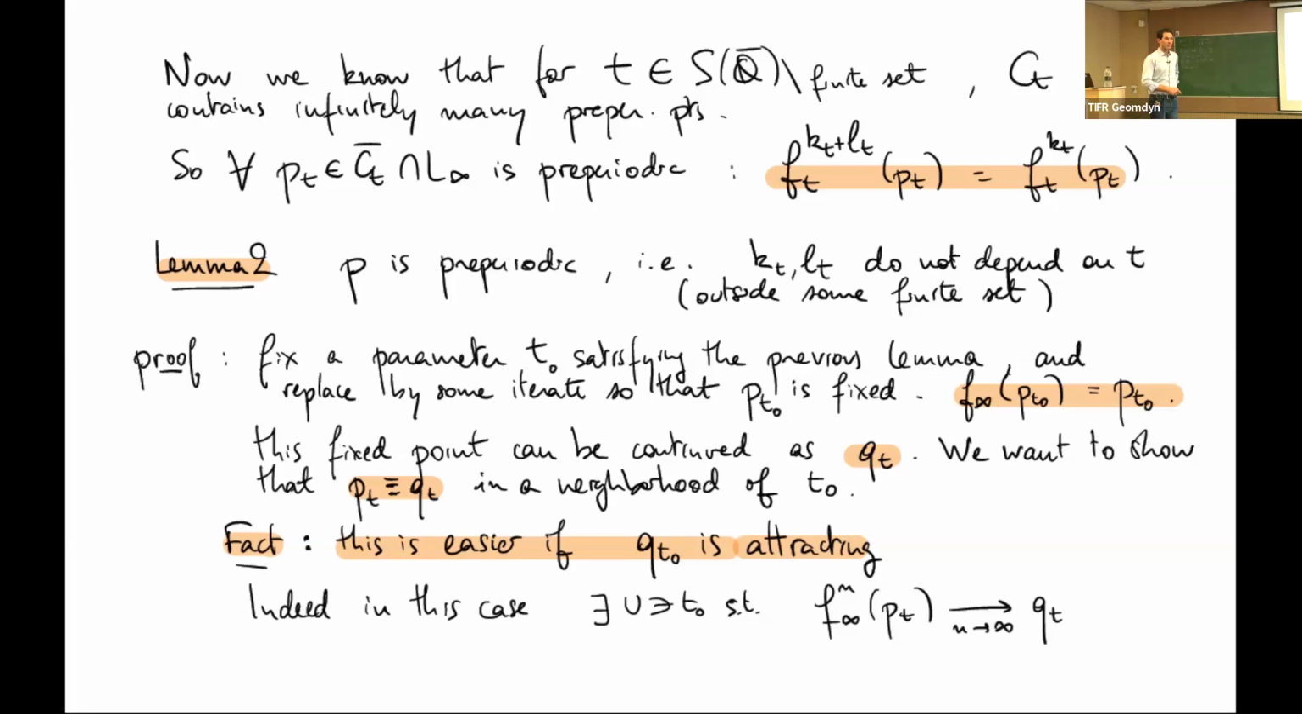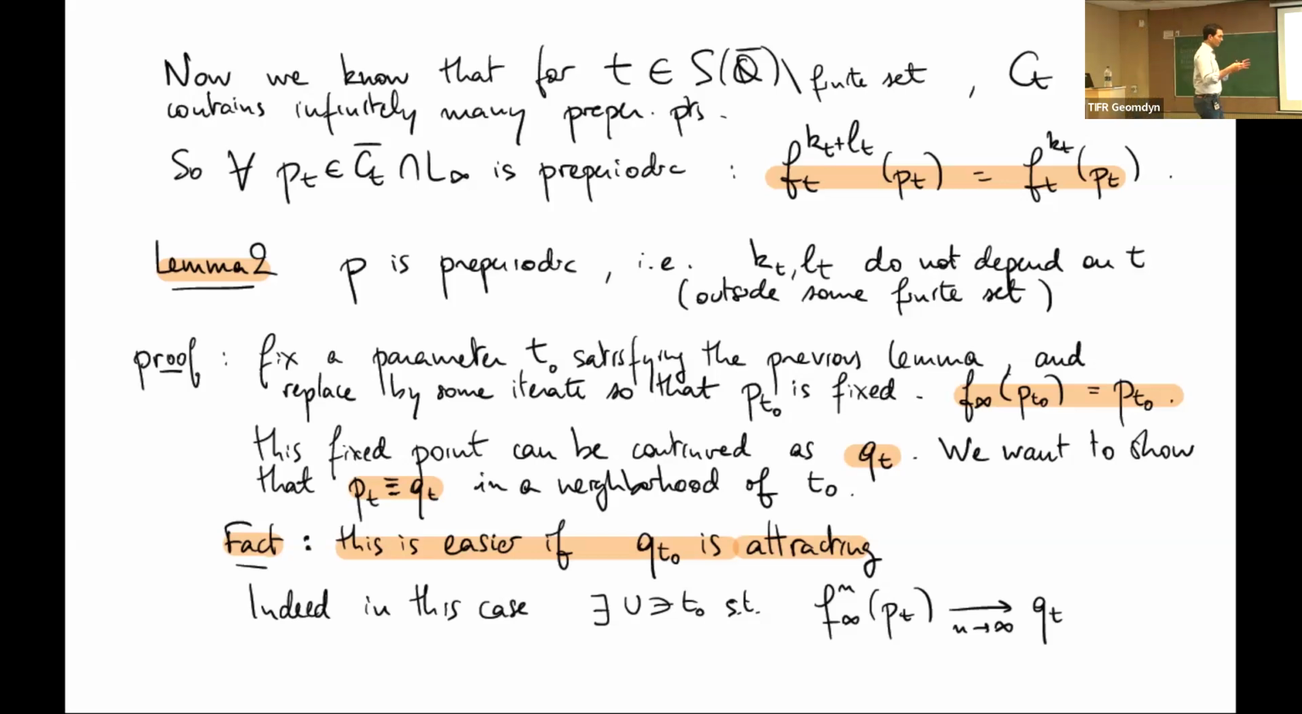Why are we happy? Again, you have this point pt and you have q. So q is the continuation of the periodic point, and p is the continuation of the intersection. If this point q is attracting at t0, then in some neighborhood of t0, it will continue to attract the point p. So for some neighborhood of t0, this point p must converge to q. But also we know that this is preperiodic, so it can be preperiodic only to q. We don't know that the preperiod does not depend on t, but at least we know what the limit point is.